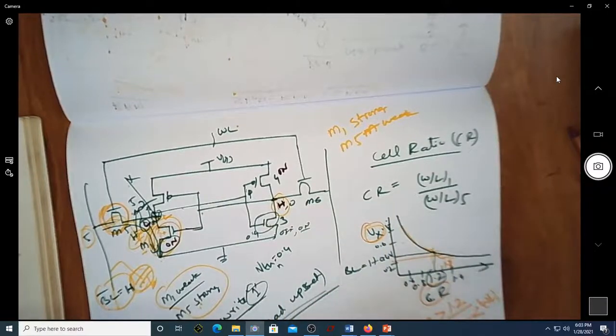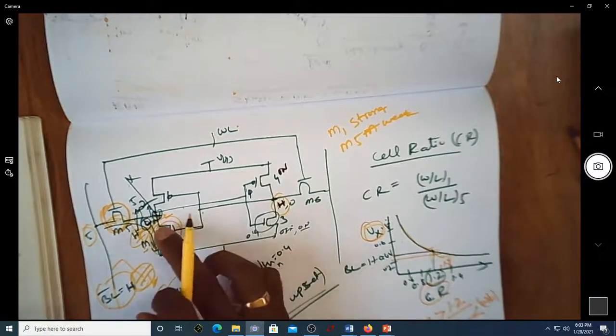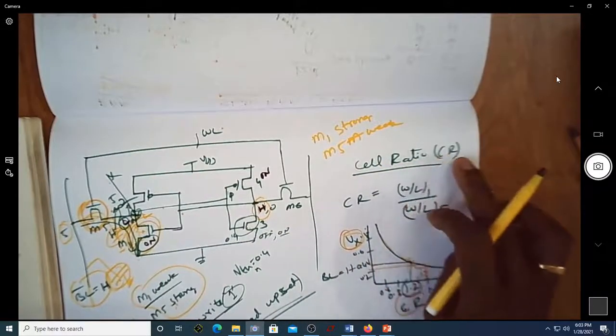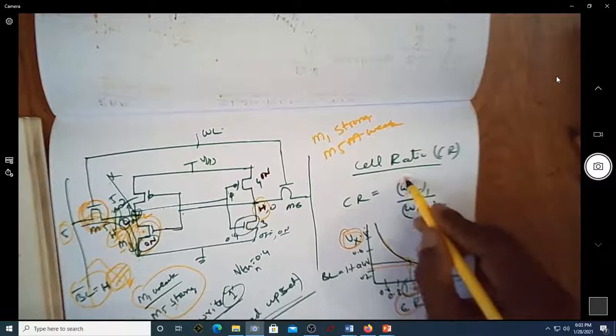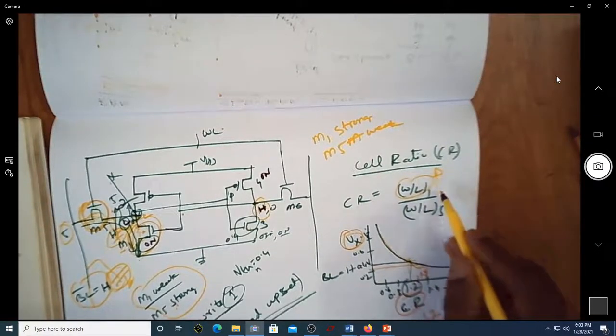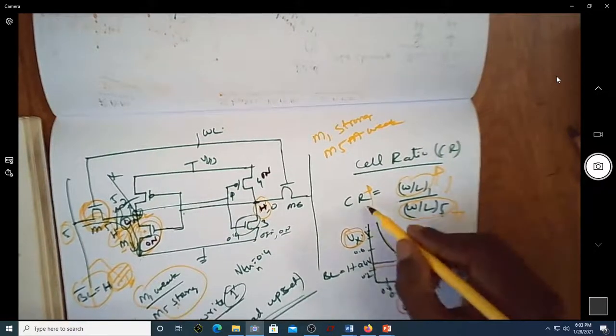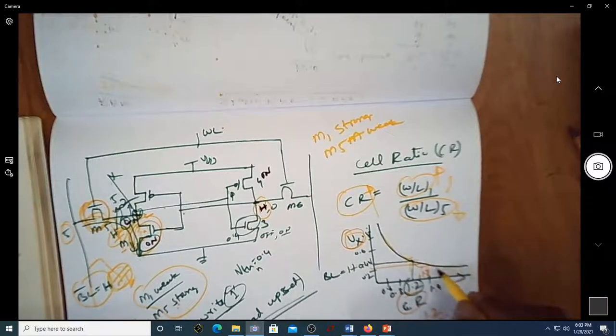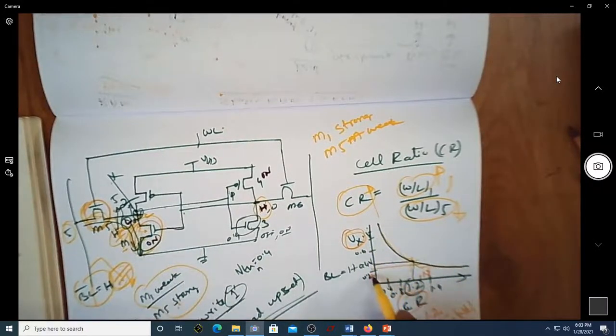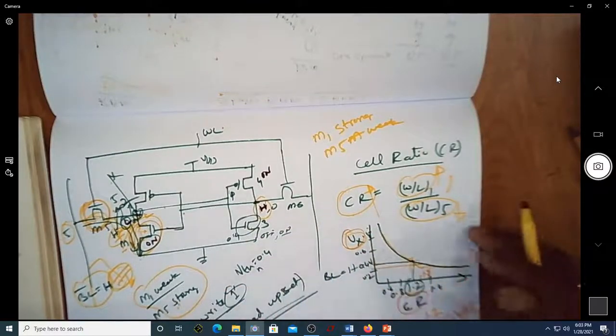whereas M1 width, that is W1, will be made longer compared to the length of the transistor. Suppose if your W1 is stronger, then resistance of R1 is less, so that you can meet this condition of cell ratio greater than 1.2. Suppose if this dimension is lesser, then you can have a greater value of CR. If the value of CR is greater, you can see the voltage at this Vx will never go beyond 0.4, so that you can properly read the values.